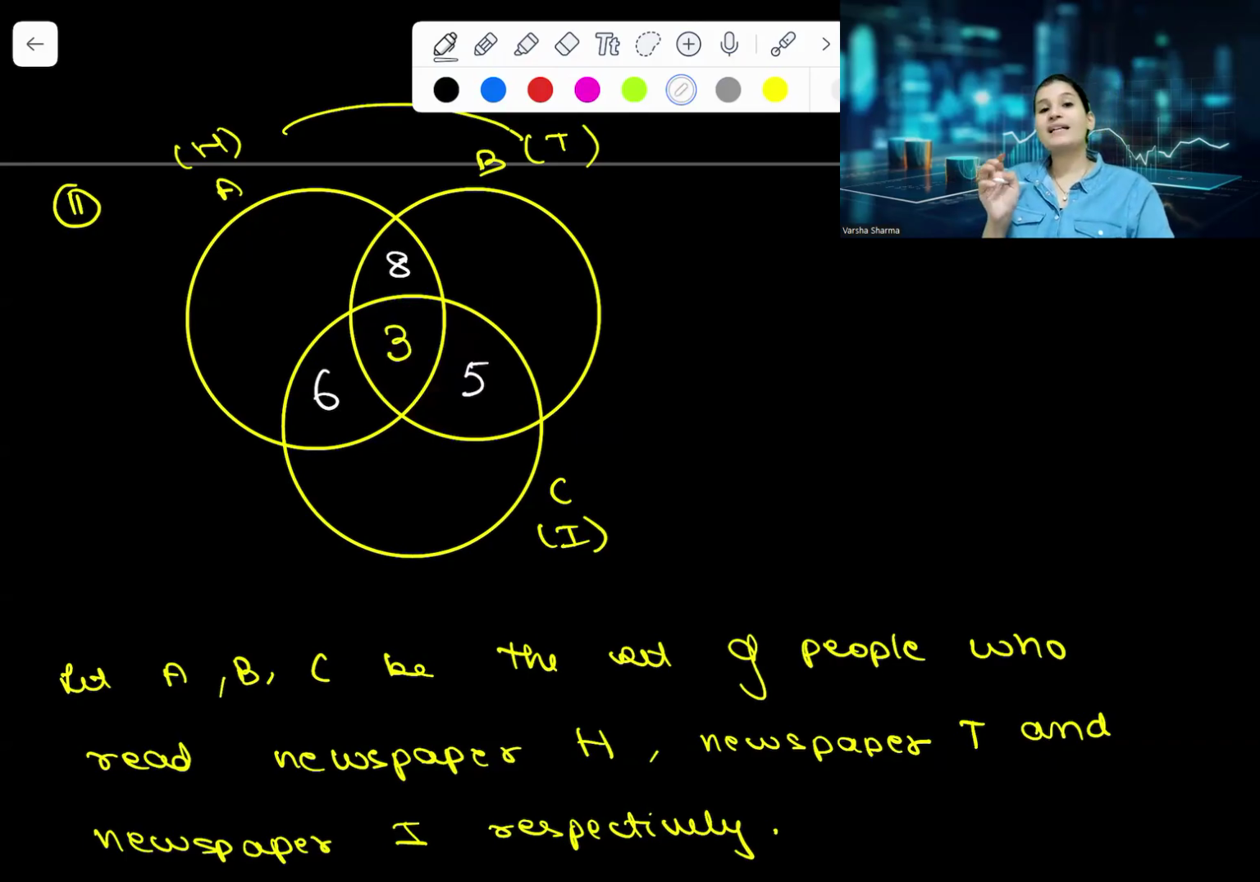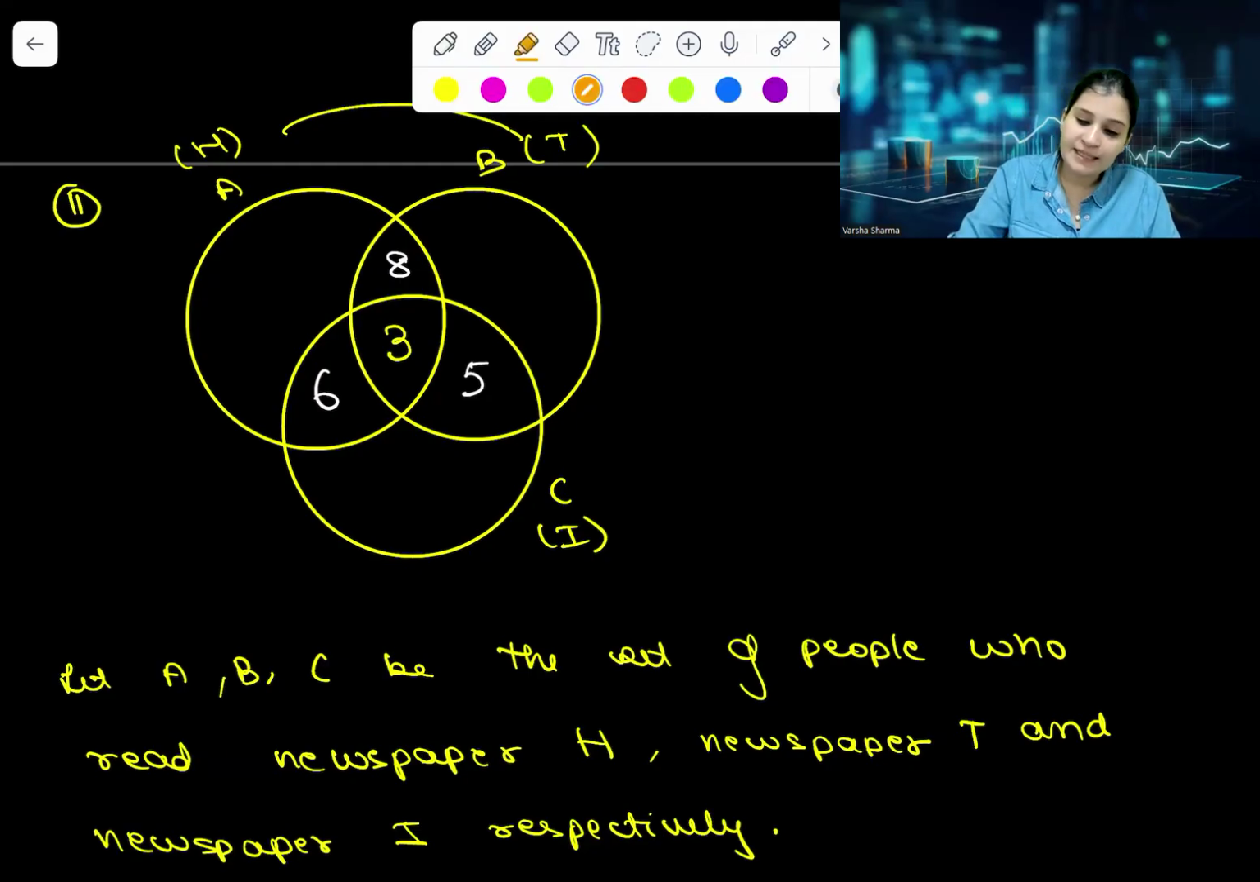So what are these 5 people? These 5 people read newspaper I. They read newspaper T, but they do not read newspaper H. What about these 8 people? These 8 people read newspaper H. They read newspaper T, but they don't read newspaper I. Do you all agree? Okay. Now we have done all the 3. We have done 2. We'll go for 1.